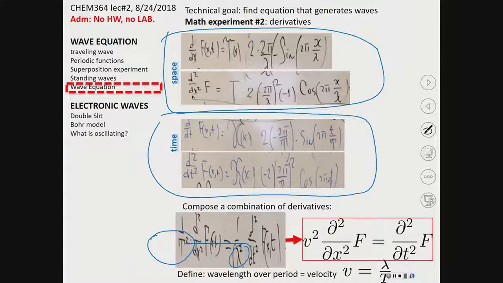So the second derivative of the wave function over space, and the second derivative of the wave function over time, are equal, with the velocity factor. By solving this equation, which I hope I do not have to do, or computers will do it for me, or you will do it as homework, one will get either a traveling or a standing wave. That's the mathematical equation for a wave.